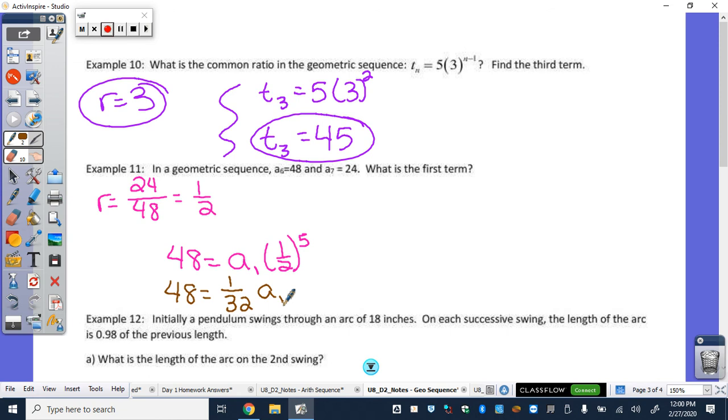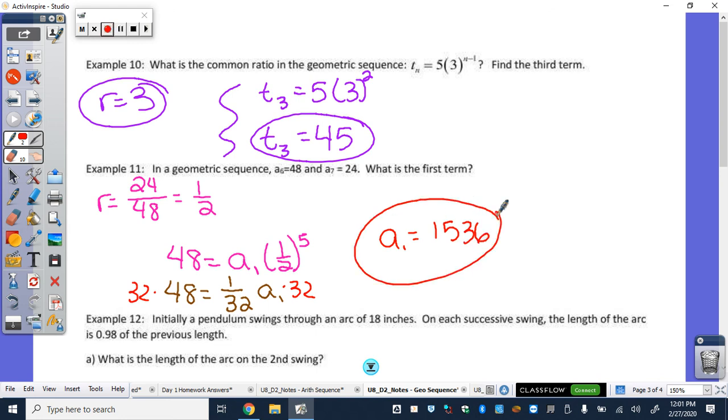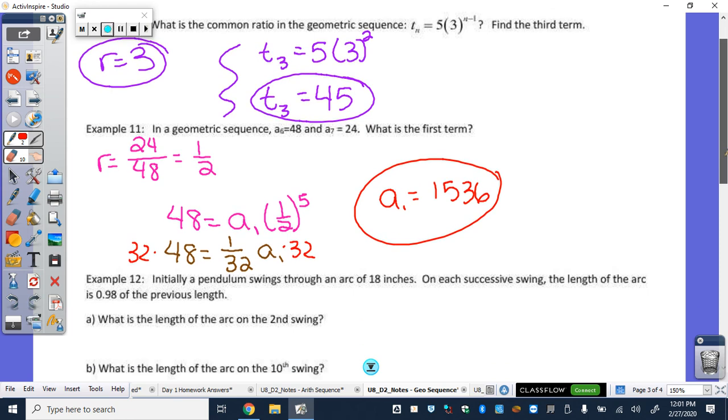How do we get rid of the 1 over 32? Multiply by 32. So your first term is 1536. So again, it's all about plugging into that formula when you can, and then just manipulating to find the value they're looking for.